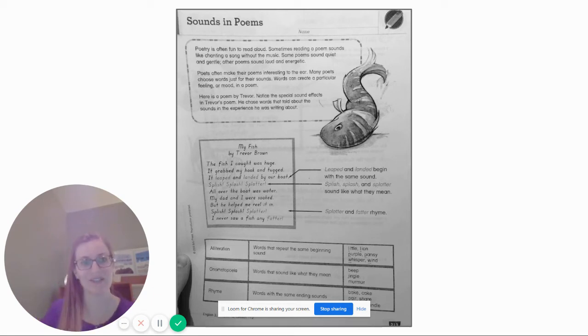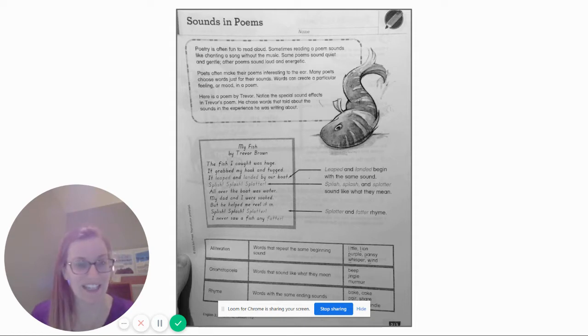All right, so let's read this poem. It says, My fish. The fish I caught was huge. It grabbed my hook and tugged. It leapt and landed by our boat. Splish, splash, splatter. All over the boat was water. My dad and I were soaked, but he helped me reel it in. Splish, splash, splatter. I never saw a fish any flatter.